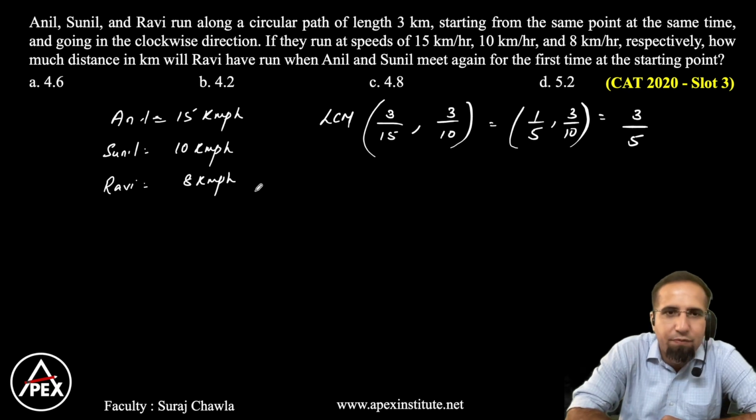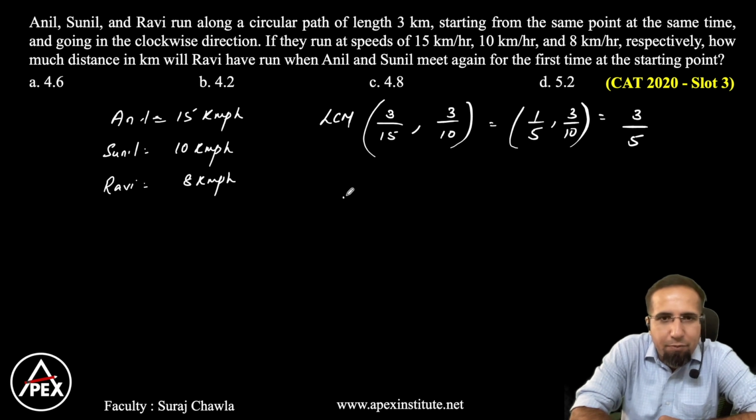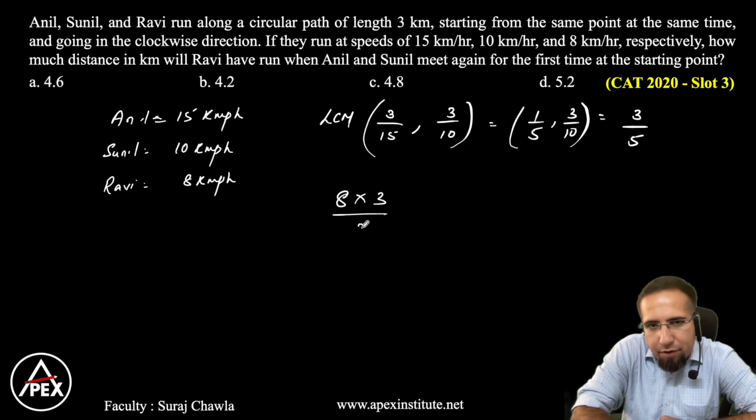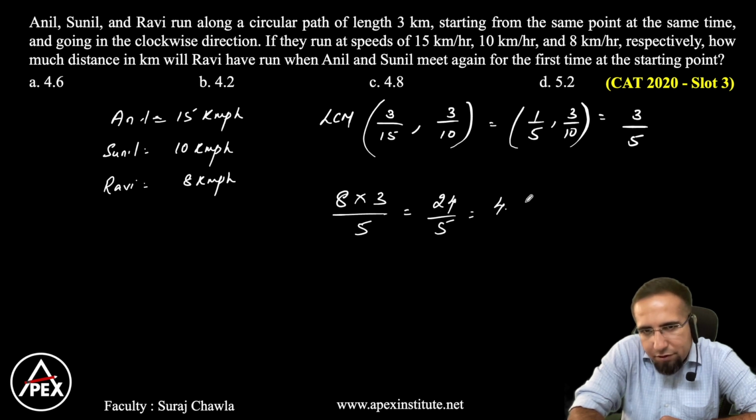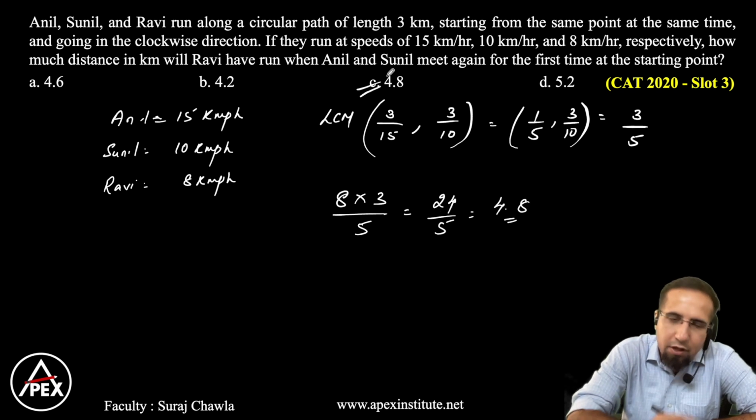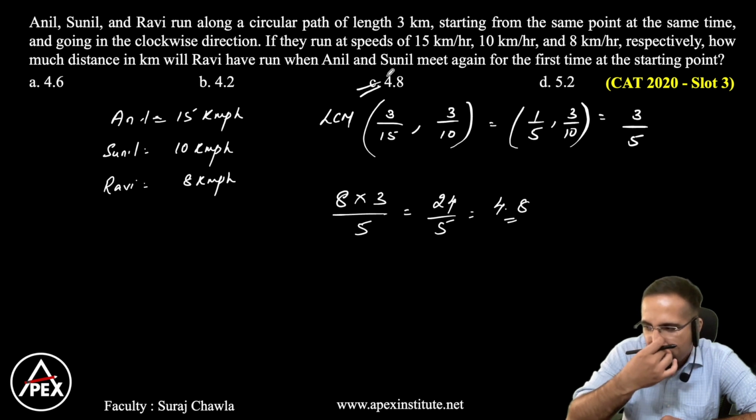Now Ravi is running at a speed of 8 kilometers an hour. So the distance covered by Ravi becomes 8 into 3 by 5. So that becomes 24 by 5, and 24 by 5 is 4.8 kilometers. Therefore, the final answer here is 4.8 kilometers.